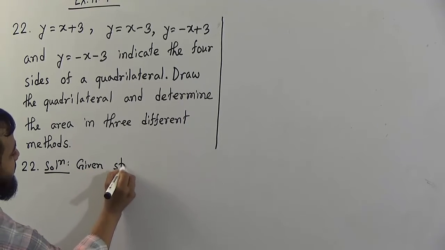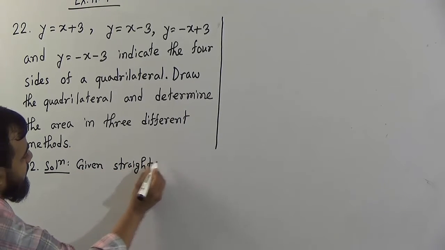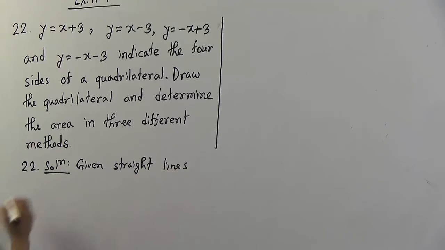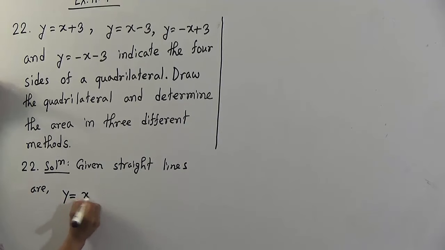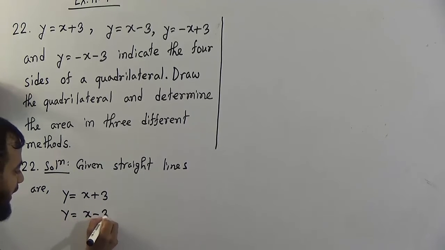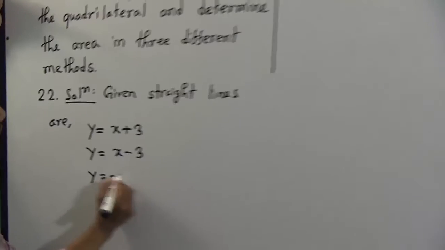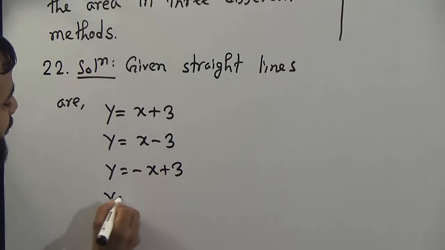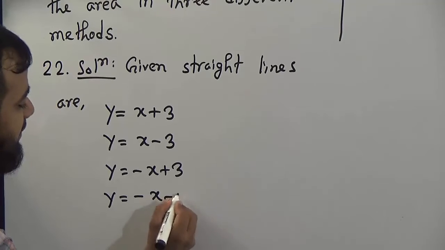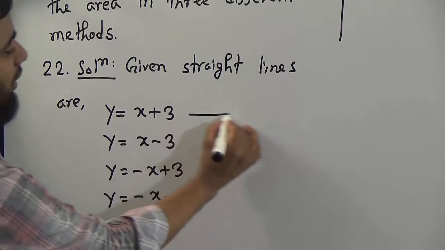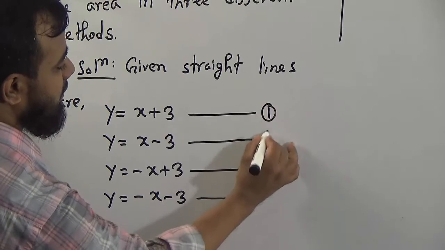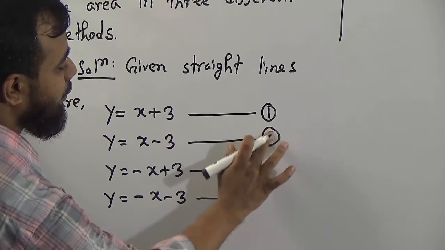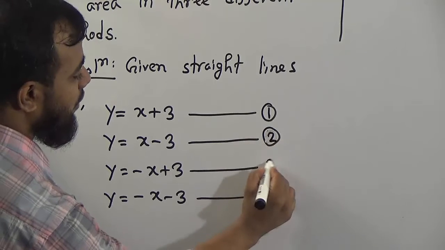The straight lines are: the first one is y equals x plus 3, the second one is y equals x minus 3, the third one is y equals minus x plus 3, and the fourth one is y equals minus x minus 3. All four are straight lines, so I am giving the equation numbers here: 1, 2, 3, 4 are the equation numbers.